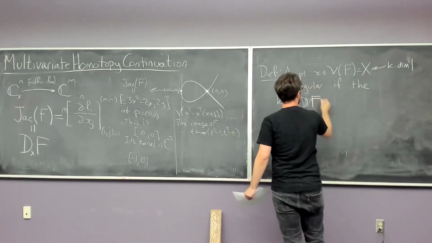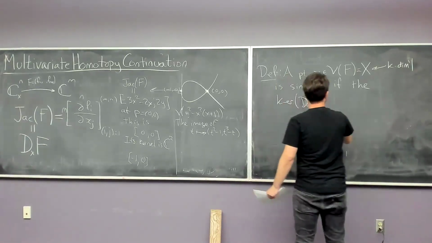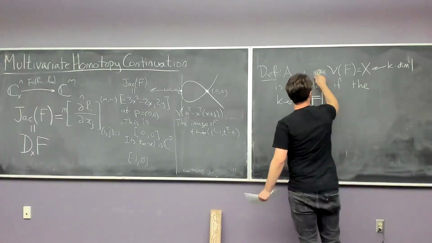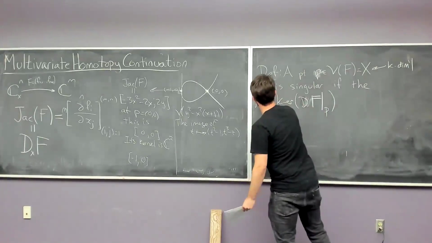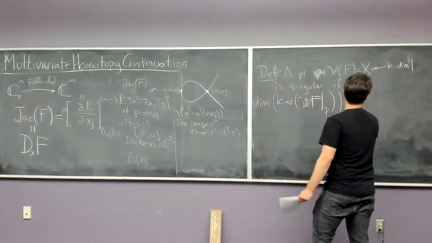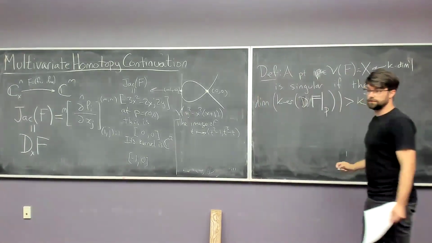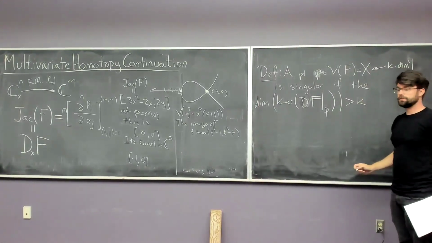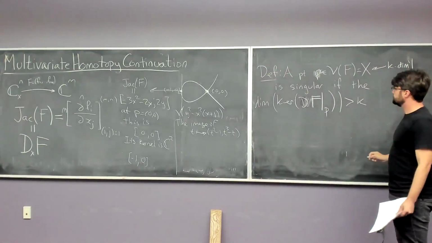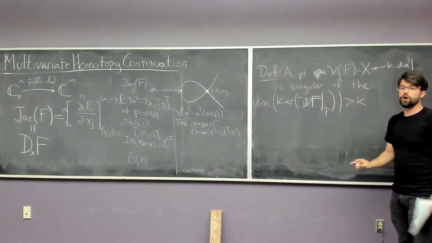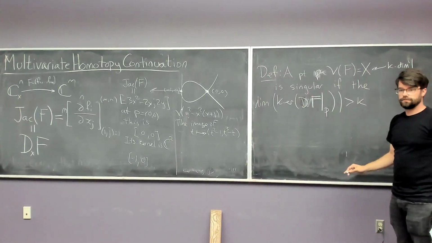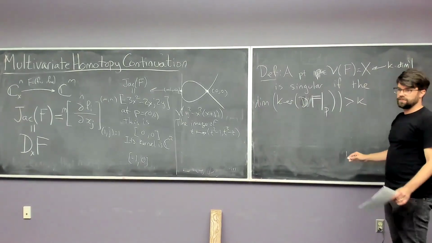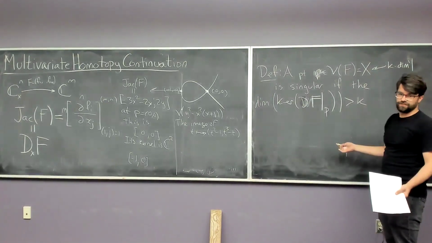Sorry, evaluated. Let's say P has a dimension greater than. I'm totally cheating with this definition, because this requires you to know what the dimension of a variety is.